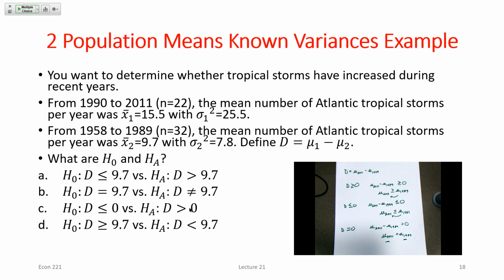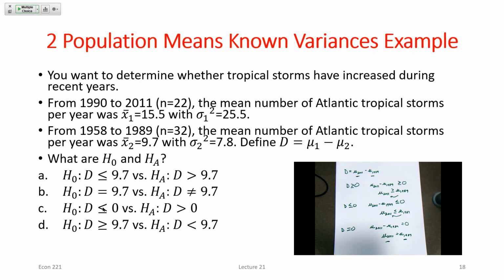Or have they increased? If they've increased, the only thing that can be true about that difference is that it's greater than zero, right? Because they've increased, the mean in 2011 would have to be greater than the mean in that older time period. Let's see, yeah, that ended in 1989. So we've got our alternative hypothesis here. That's what we want to test for. We'll assume the exact opposite is true.